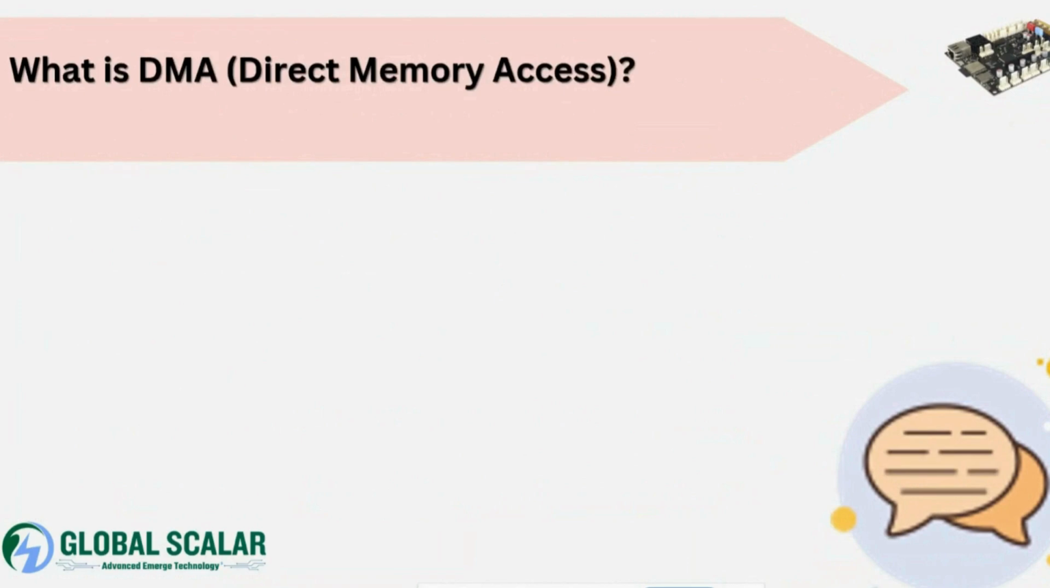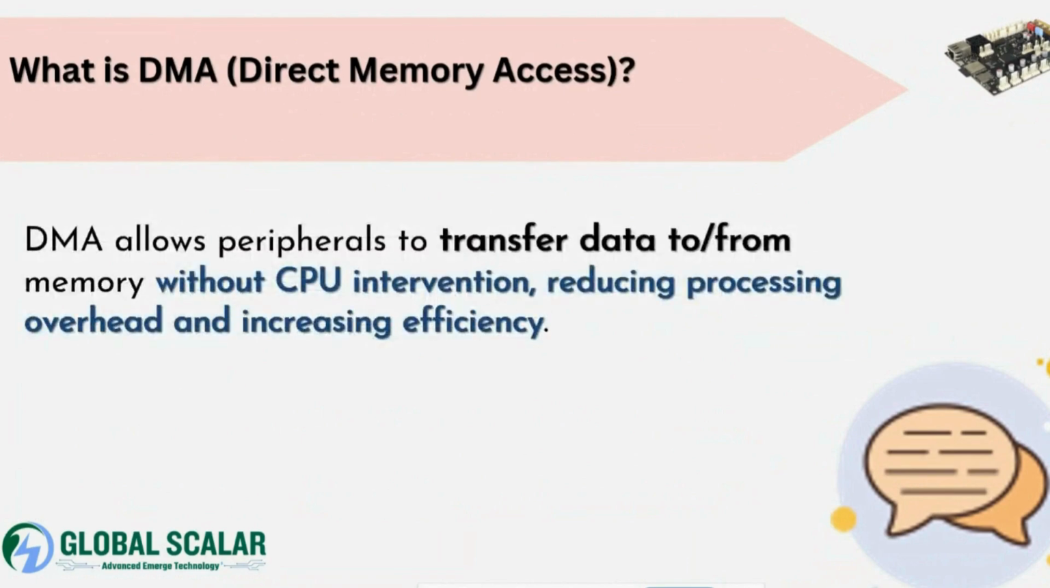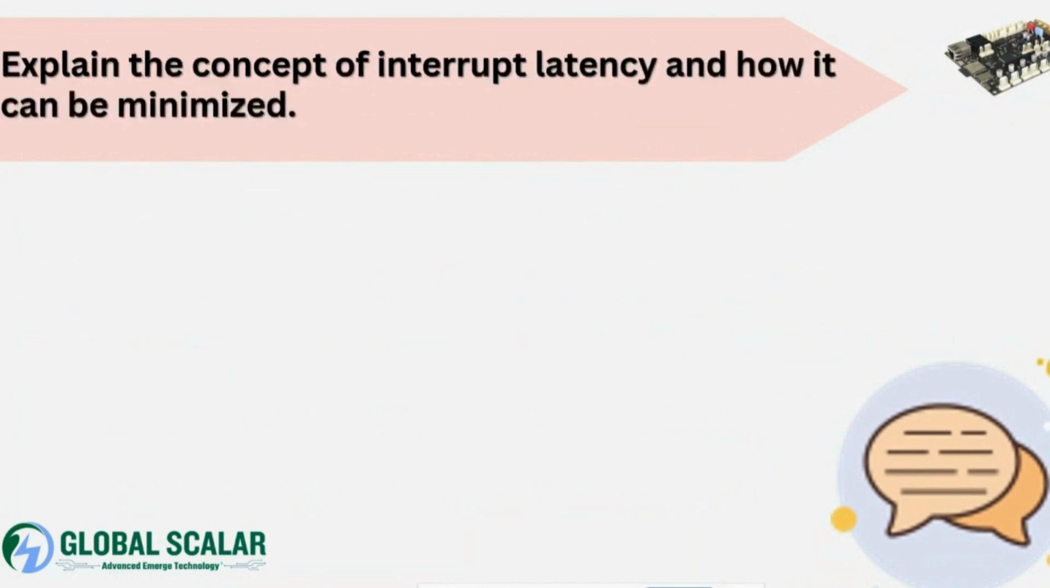So what is DMA? It is direct memory access. It allows us to transfer data to and from memory without CPU intervention. So it reduces the processing overhead and increases efficiency.